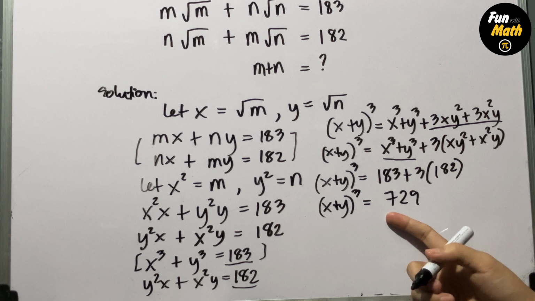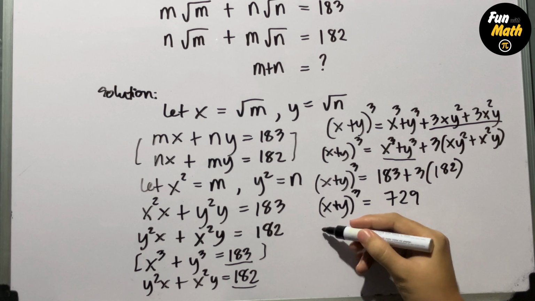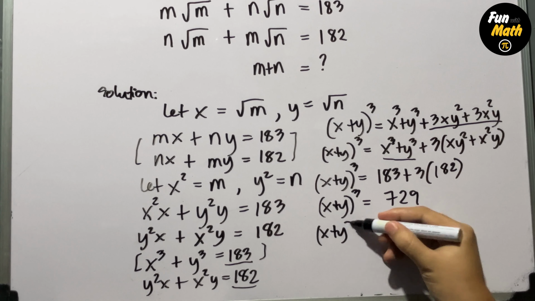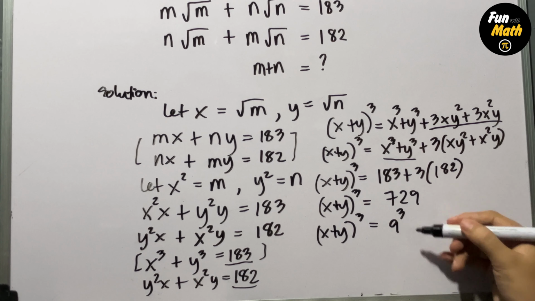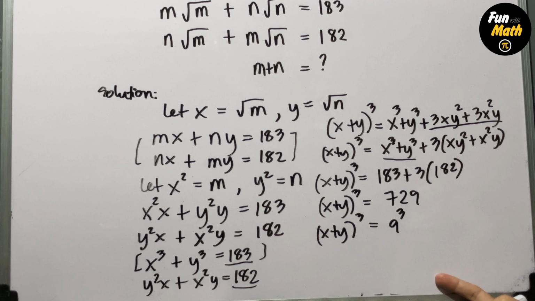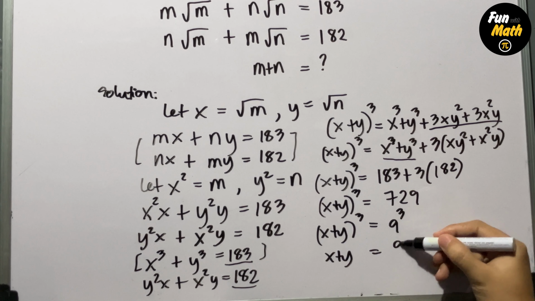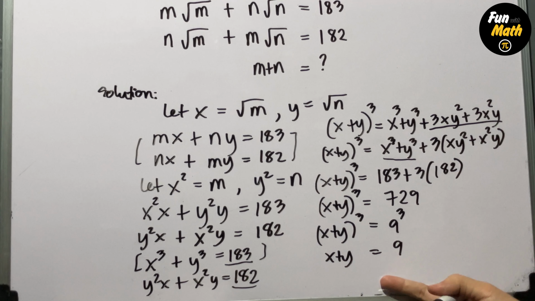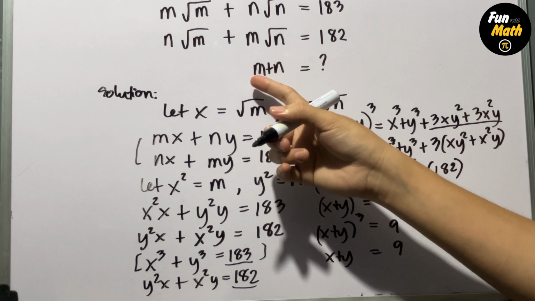And then for 729, let's write it into a power form. So this is now x plus y whole to the power of 3 equals 9 to the power of 3. Now that they have the same power, that means we can write it as x plus y equals 9. This is not our final answer because we need to find the value of m plus n.